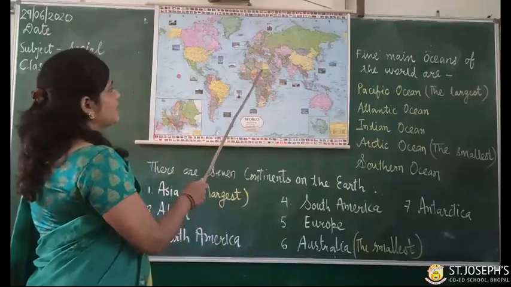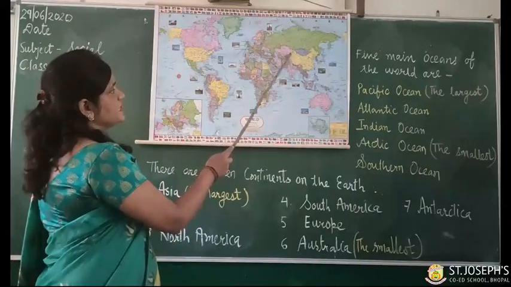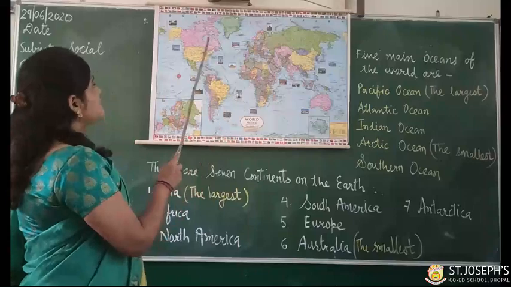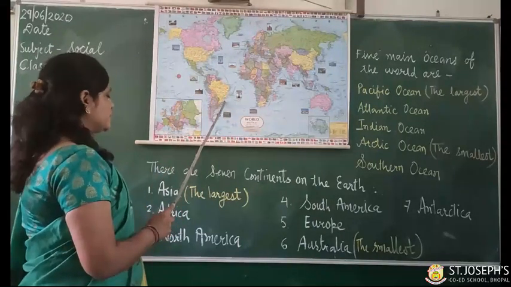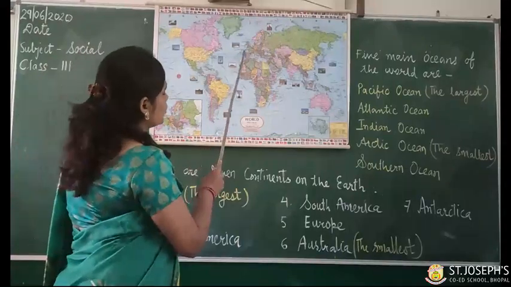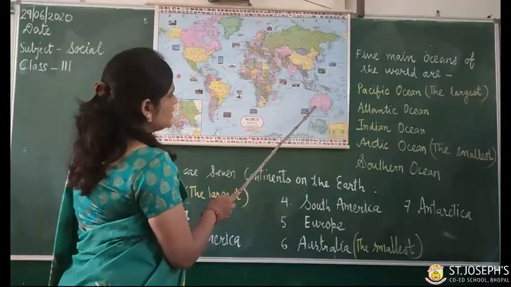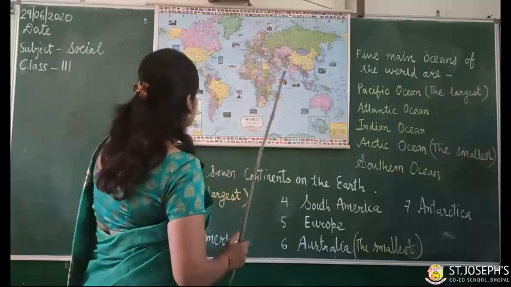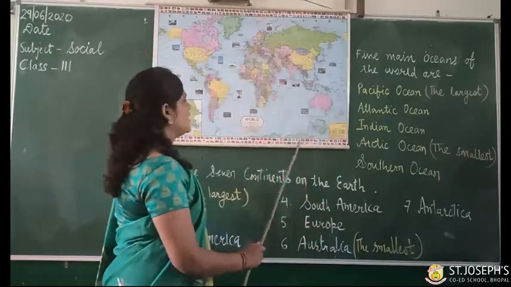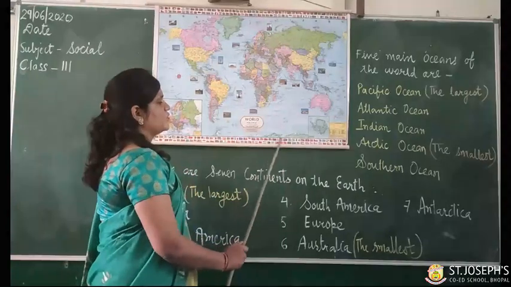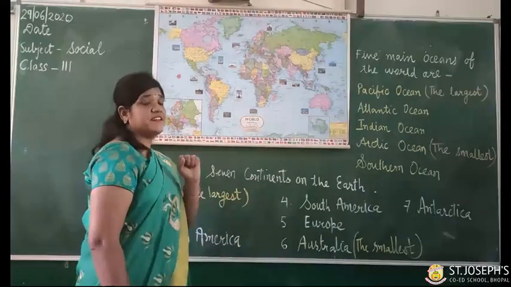Then comes Africa. This is Africa. This is Asia. This is Africa. Then this is North America. This is South America. This is Europe. This is Australia, and that is Antarctica. This is Australia, and this is Antarctica. Here you can see Antarctica. Okay. So there are 7 continents.